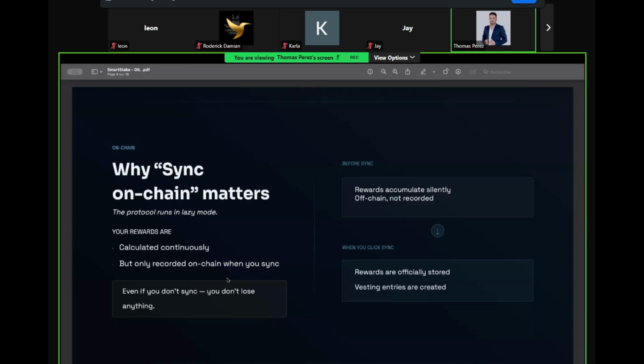And now the key reassurance here is even if you don't synchronize, or if you click on the flush button, you will see we will use more friendly words on the front end. So I will show you in a moment. But even if you do nothing, you don't lose anything. Your rewards are still there. They are just not yet materialized on chain. And they are waiting to be switched on chain, directly validated, materialized on the blockchain.